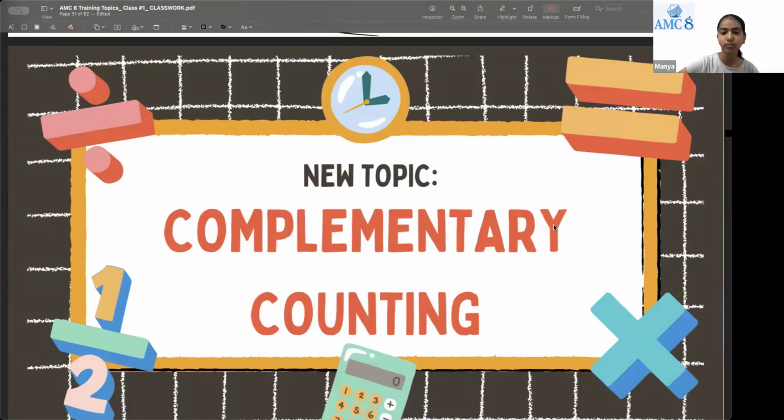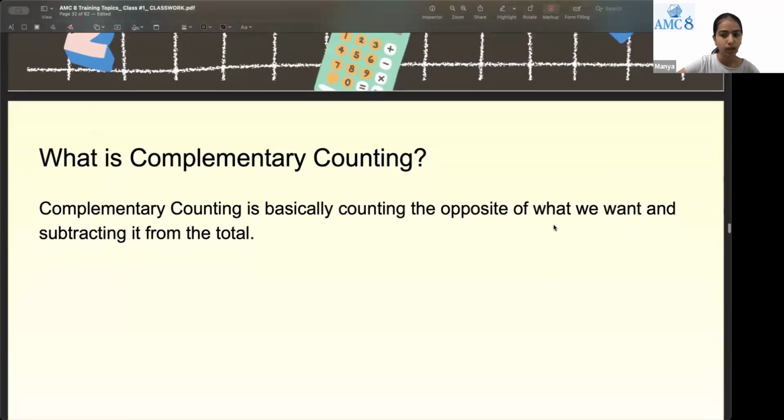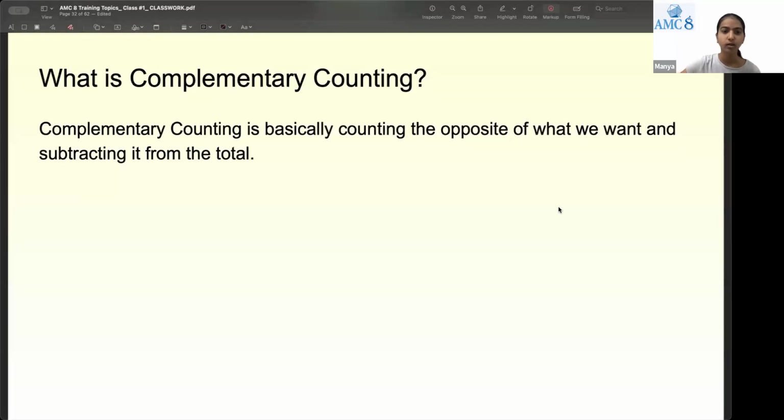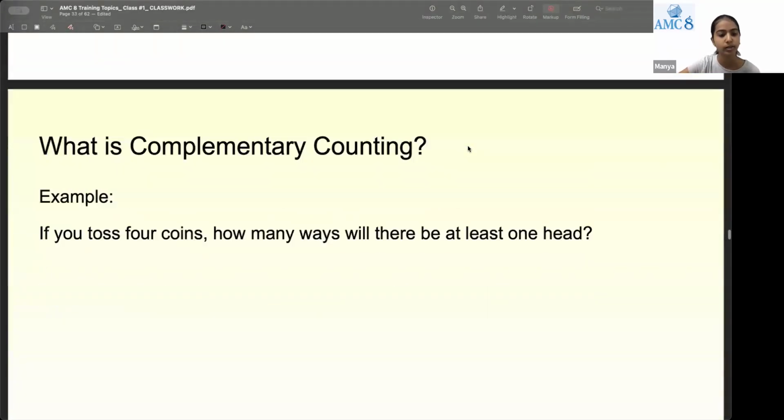Complementary counting and casework are both really similar, except in casework, you count what is needed, but in complementary counting, it's basically counting the opposite of what we want and then subtracting it from the total. This may look really confusing at first, but we will take some examples.